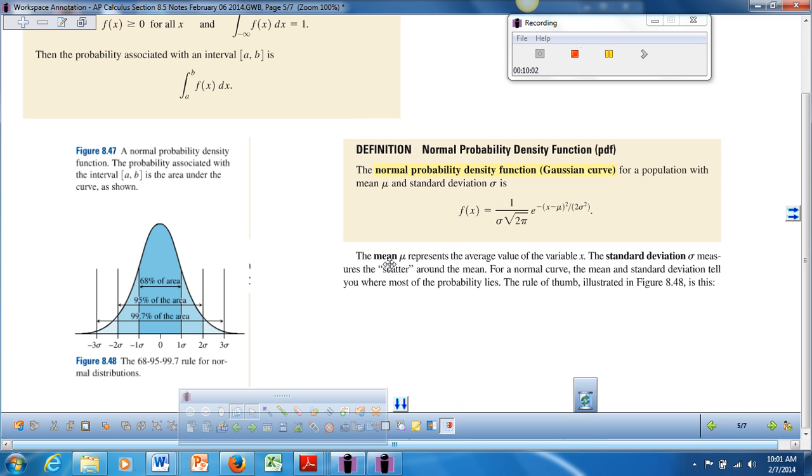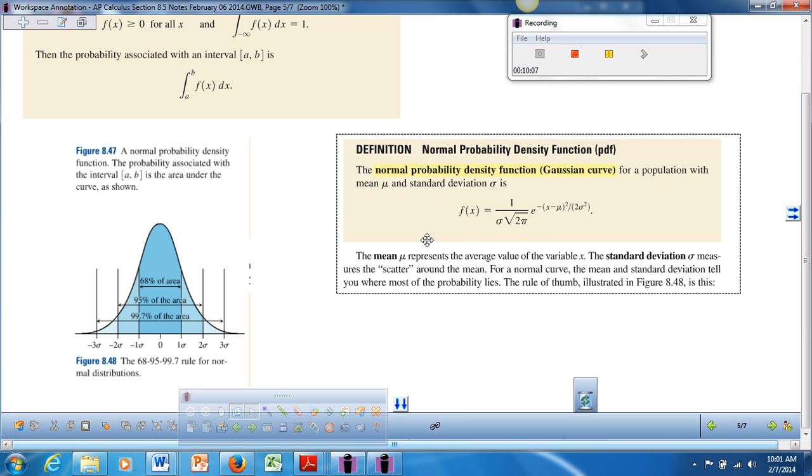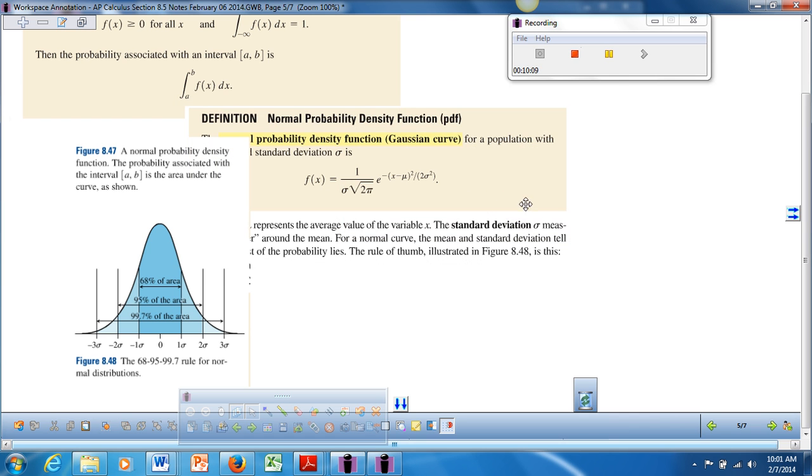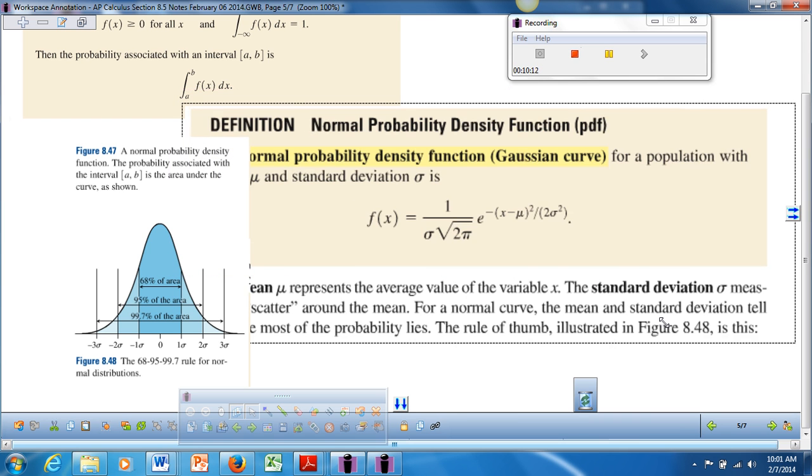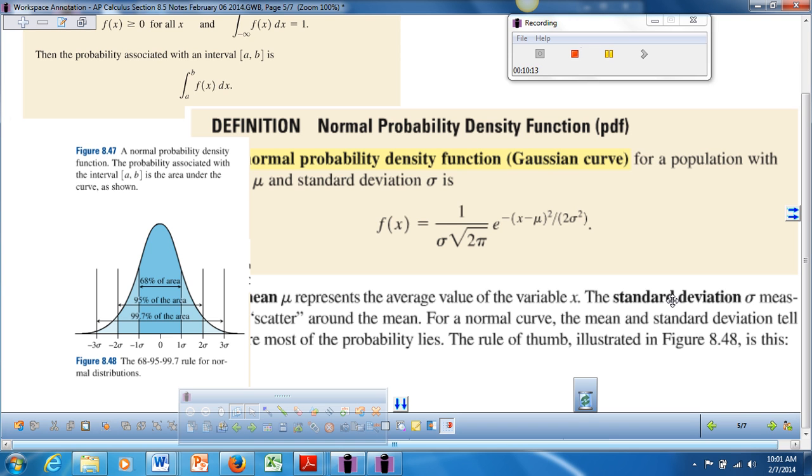The function that makes this bell curve is given here, and you need to get this into your notes. This is the normal probability density function, also called the Gaussian curve, and it is always in this form. F of x is 1 over sigma, that's the standard deviation, times root 2 pi, times e to the negative x minus mu, mu is the mean, squared, divided by 2 sigma squared.